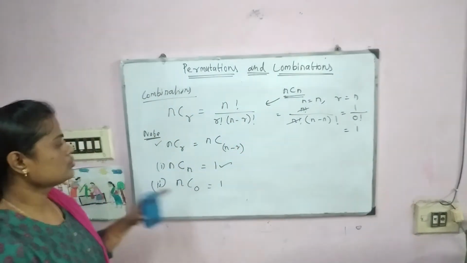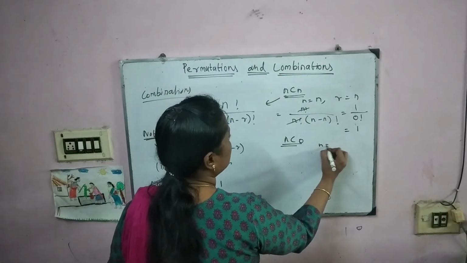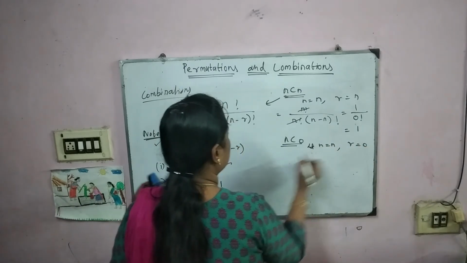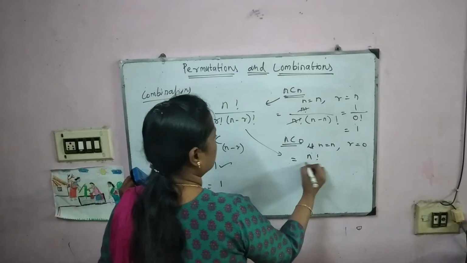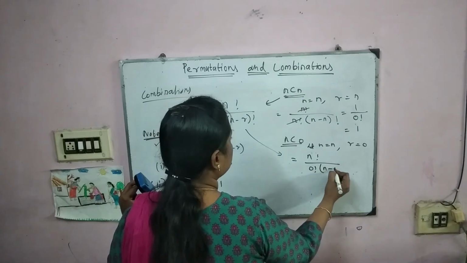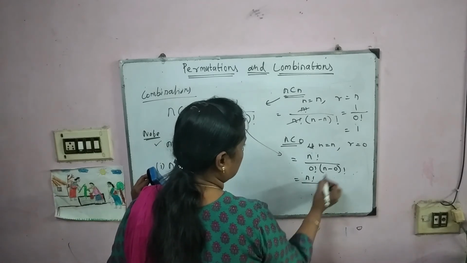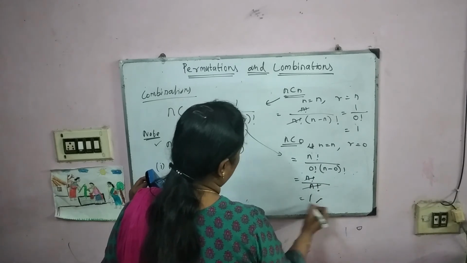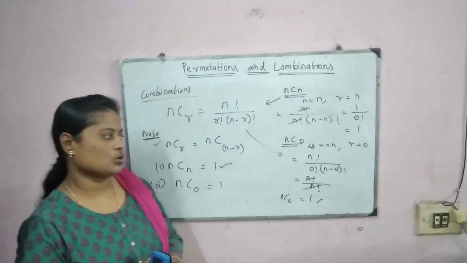nCn is 1. So now we are going to see what is the value of nC0. Here the value of n is n and the value of r is 0. Substitute the same formula, which is equal to n factorial divided by r factorial, which is 0 factorial, into (n minus r) factorial, which is n minus 0. 0 factorial is nothing but 1, and n minus 0 is n factorial. This gets cancelled, we will get 1. So the value of nC0 is also 1. The value of nCn is also 1.